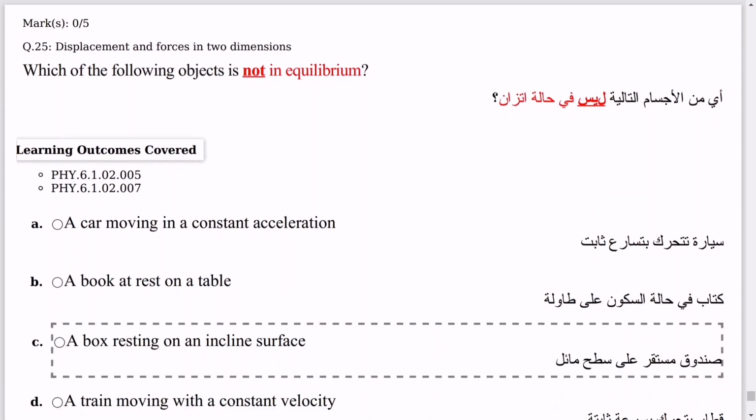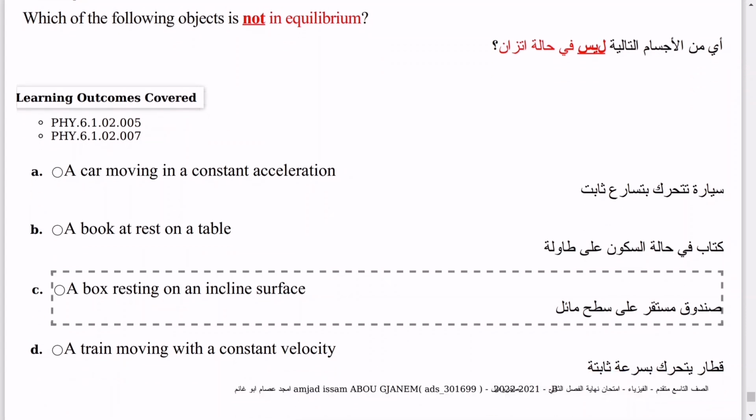Question number 25. Which of the following objects is not in equilibrium? A car moving with constant acceleration. This is the answer. Why? Because equilibrium means the net force acting on the object is equal to 0, meaning forces are balanced. When forces are balanced, the acceleration will be 0. The object will move at a constant velocity or the object will be at rest.